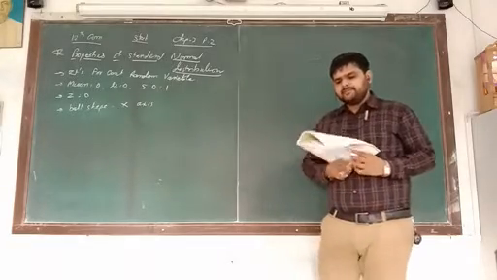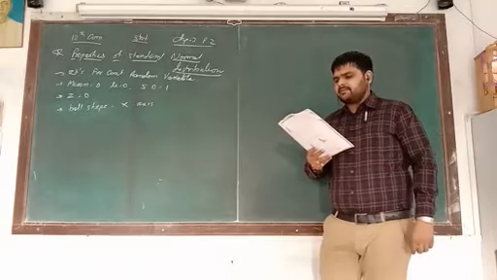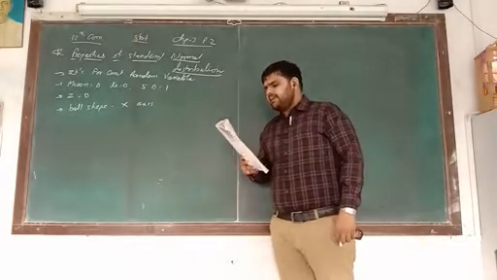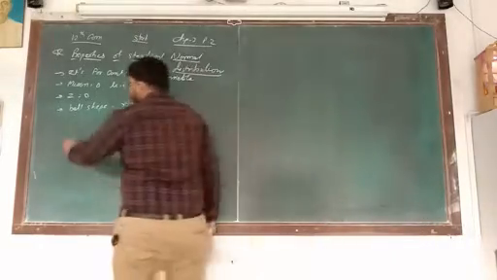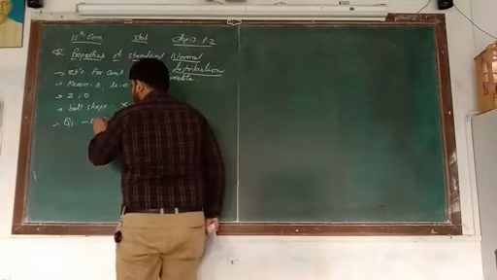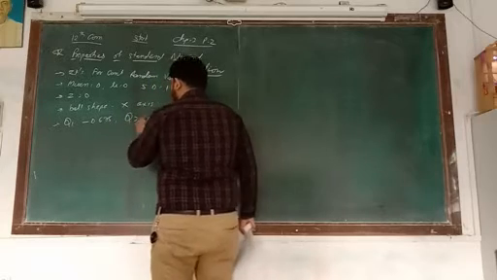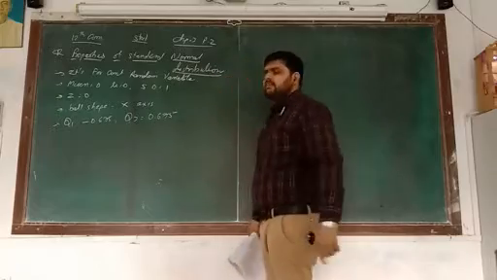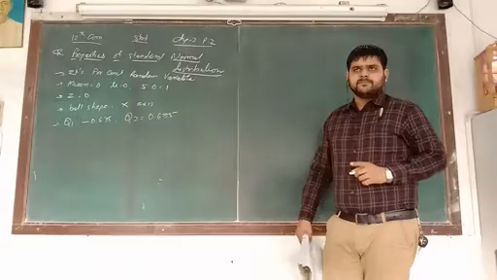Next, number 5, the approximate value of the first quartile of the standard normal distribution is minus 0.675 and the third quartile is plus 0.675. That means Q1 is equal to minus 0.675 and Q3 is equal to plus 0.675. So if we have to find Q1 and Q3, we can easily get the value.